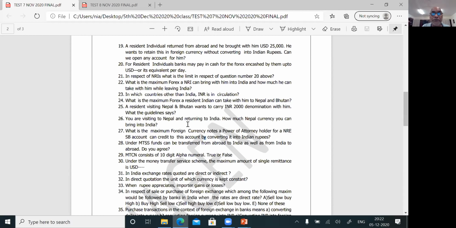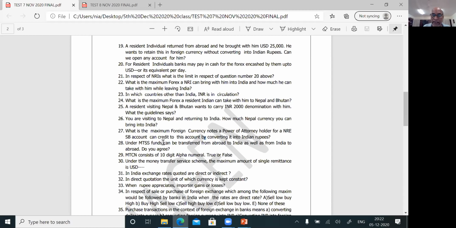So the question is, what is the maximum foreign currency notes a power of attorney holder for an NRE SB account can credit to his account by converting into Indian rupees? No, not permitted. FDD can be accepted, foreign currency traveler checks can be accepted, not the foreign currency notes.